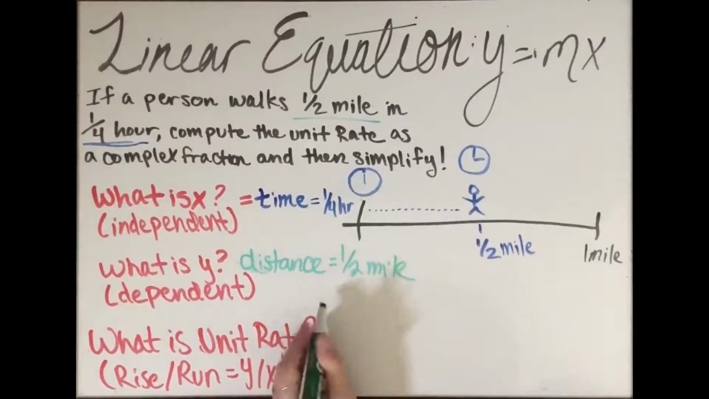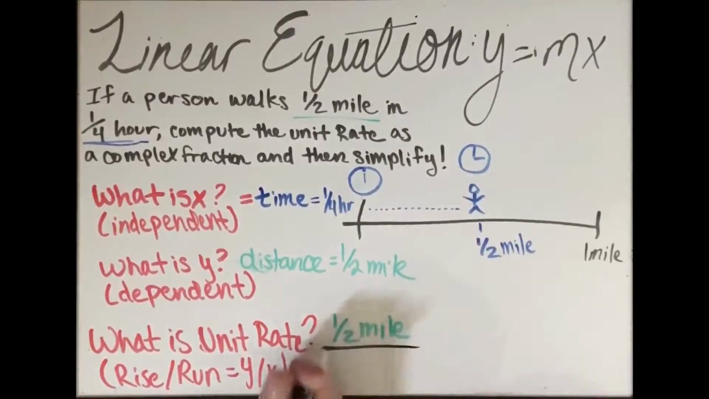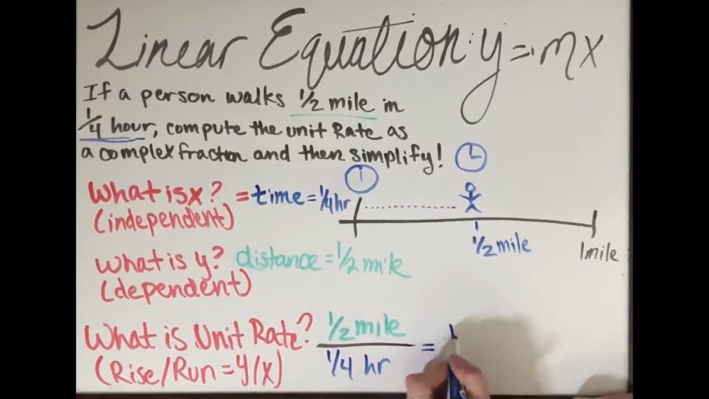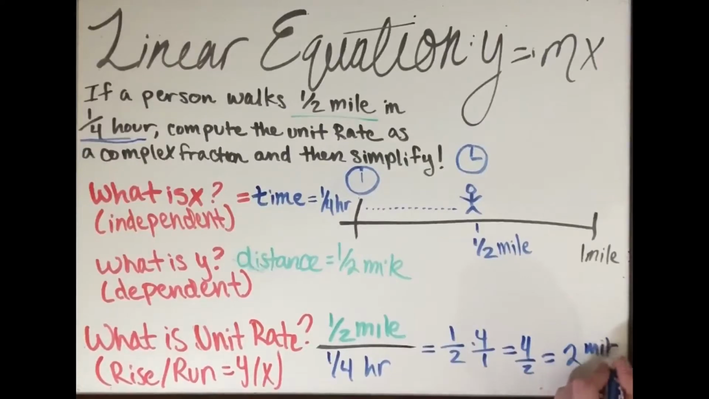So we have 1/2 mile divided by 1/4 of an hour. And that's going to give us, do 1/2 times 4/1, right? Times the reciprocal. So that equals 4/2, which equals 2. And let's carry the units. That's miles per hour.